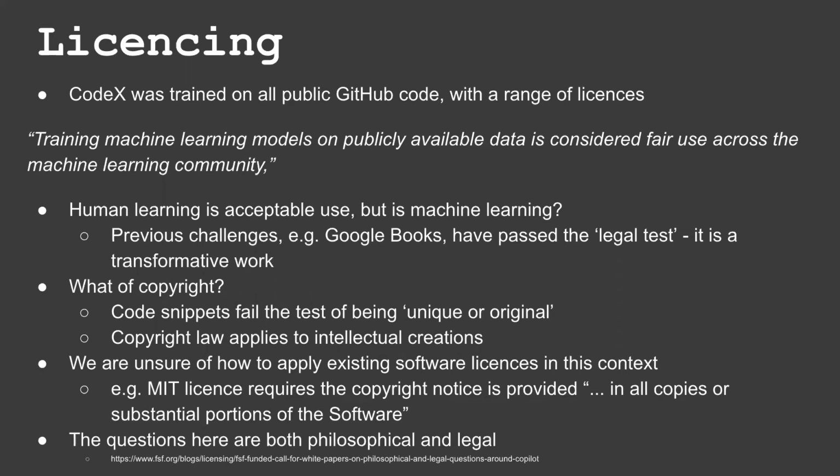This is where our current models, both legal and philosophical, just are not fully expressive. They don't cover this case. On a practical note, we're unsure how to apply existing software licenses in this context. For example, the MIT license, which is one of the more permissive licenses, states that the copyright notice must be provided in all copies or substantial portions of the software. So there's already an express desire within the MIT license that the copyright notice is reproduced if you make a derivative work from this code.